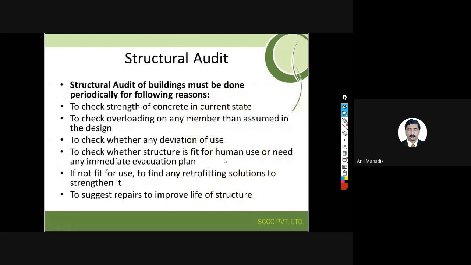First, see why it is required. Can anybody tell me why structural audit is required? To check the defects, you said. So what kind of defects are there in structures? Cracks. Yes, we can say cracks. Check the cracks. Then leakages. Okay. Reflections. Okay.